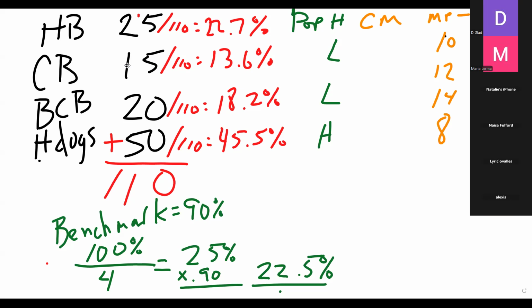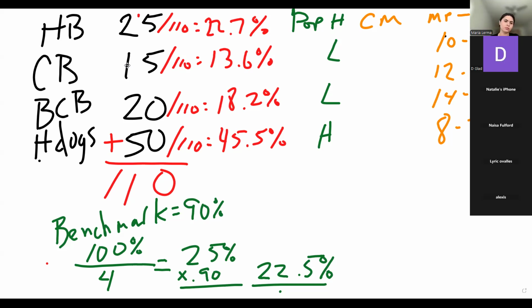Okay, and it costs me $3 for my hamburger, $3.50 for my cheeseburger, $4 for the bacon cheeseburger, and then it costs me $2.50 for my hot dog. Okay.